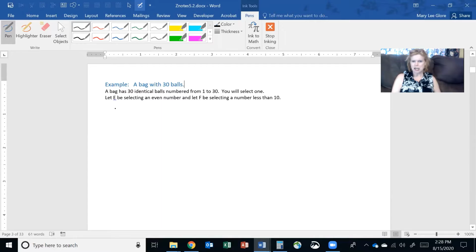So let's list the outcomes that are in those events. So E is an even number. All right, so it's 1 to 30. So the first even number is going to be 2, and then 4, and then 6, and so on and so forth, all the way up to 30. F is selecting a number less than 10. So F is going to be 1, 2, 3, all the way up to 9.